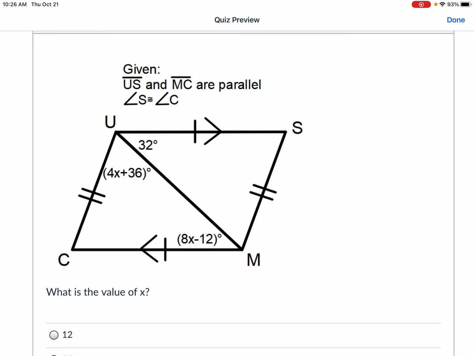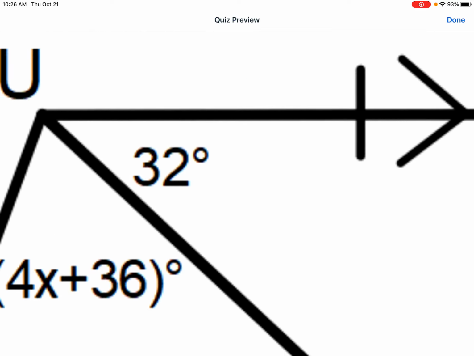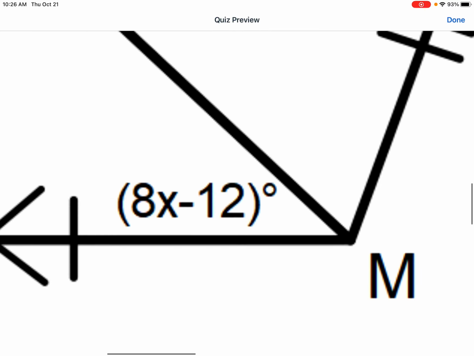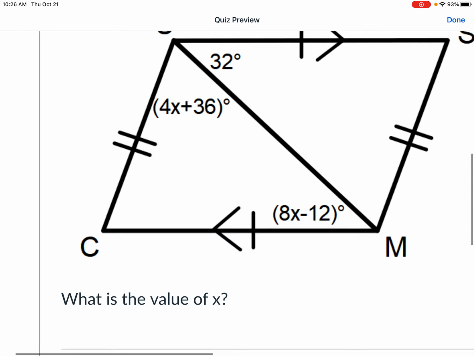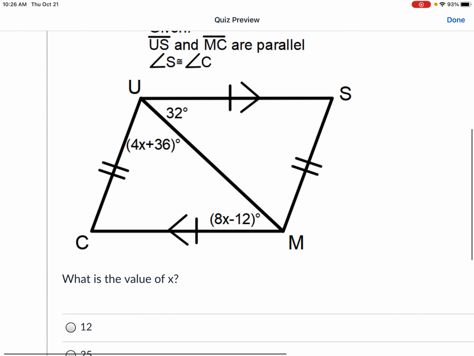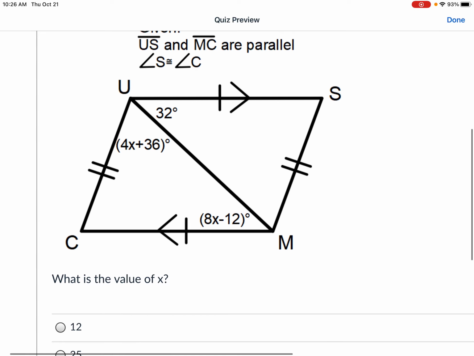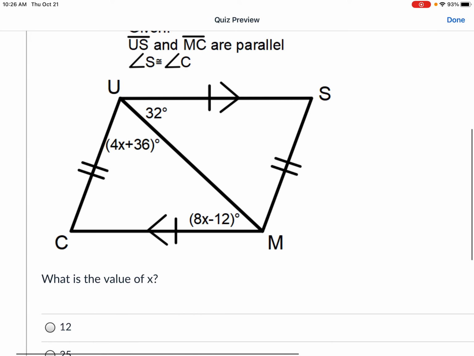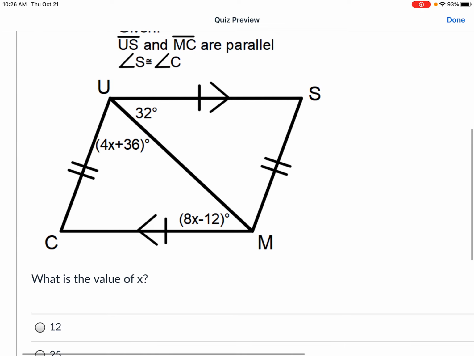Because that tells us whenever we have parallel lines, we need to be on the lookout for any of those alternate interior angles that might be equal to each other. And that is exactly the situation that we have right here. The angle up in the top right, this 32, and this angle down here, 8x minus 12, are alternate interior angles. Alternate interior angles are congruent to each other. When you have parallel lines set up like that, your alternate interiors are congruent.